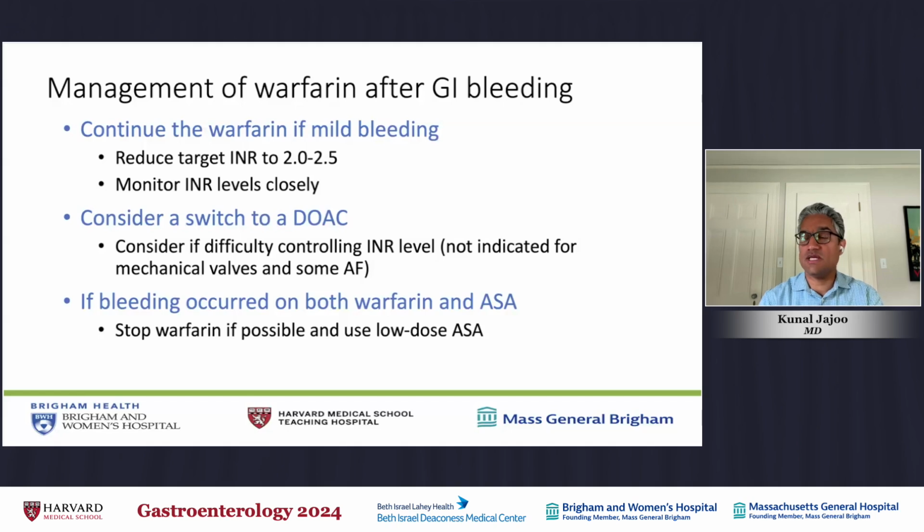So if you have stopped the bleeding, we should continue the warfarin if there was mild bleeding and maybe reduce the target INR to a tighter therapeutic range of 2 to 2.5 instead of 2 to 3. And of course, their INR levels should be monitored closely to avoid any unnecessary rises above the therapeutic range. If the patient has an indication that would be served well by a direct oral anticoagulant, then you could consider switching from warfarin to a DOAC, especially if they have a history of difficult to control INR levels. Again, we have to remember that not all indications are appropriate for these medications, and some patients just need to be on warfarin.